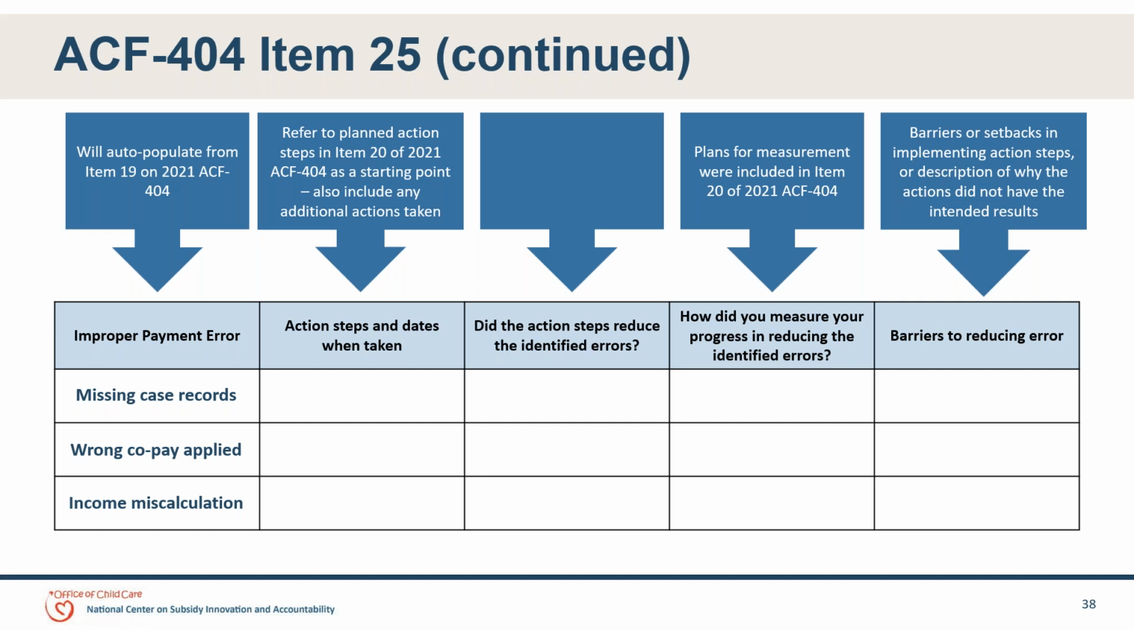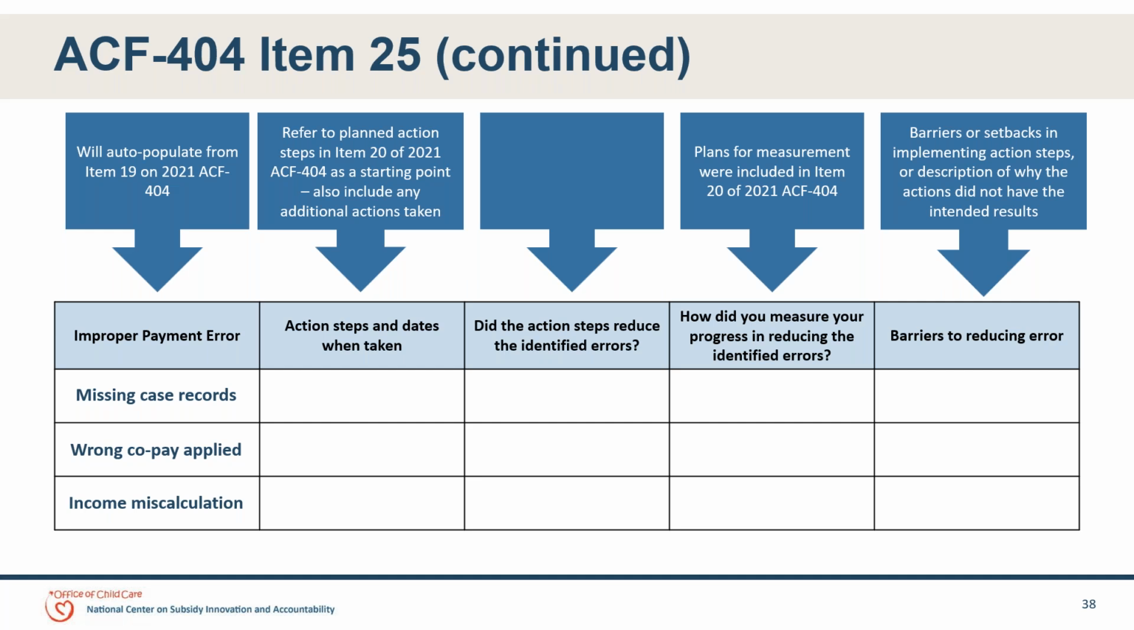And then finally, describe any barriers or setbacks in implementing the action steps. Or maybe you did implement things, but you didn't see the intended results. You can say that here as well. If you did not have any barriers, then you can just simply say none. You don't need to elaborate further. Okay.